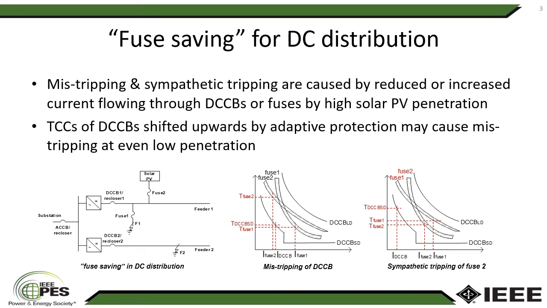Another issue to be noted here is that when there is adaptive protection, the DC protection curve is shifted upwards because of the protection coordination requirements. This can make the mistripping happen at an even lower penetration level.